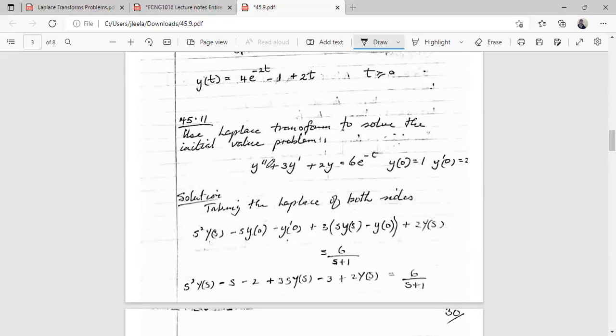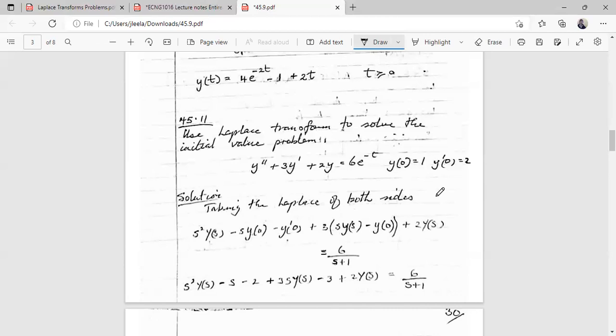Another initial value problem here, taking the Laplace transform to solve this problem. This is a second order differential equation. So we have y double prime plus 3y prime plus 2y is equal to 6e to the minus t. And you have your conditions here, y(0) to be 1 and y prime(0) to be 2.